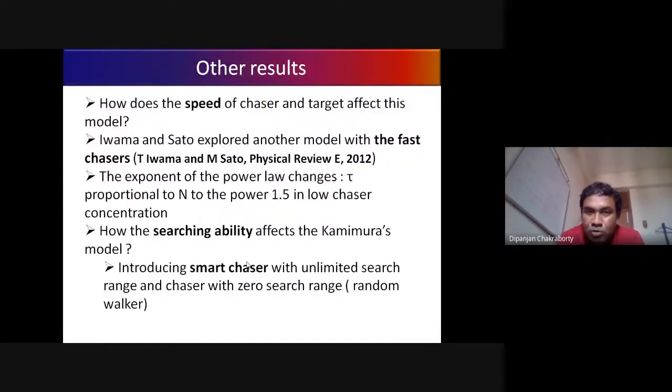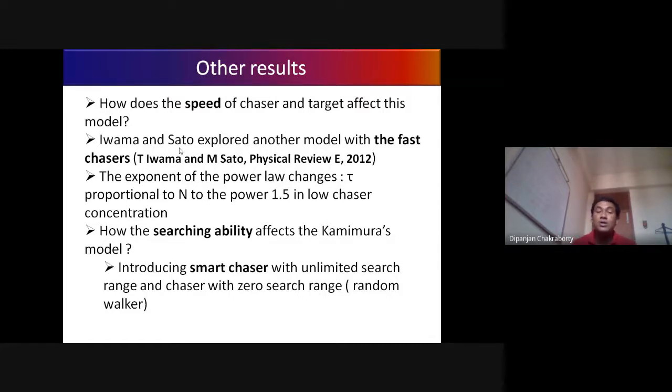Okay, the thing I have omitted here: what would be the case if only one chaser and one target are there? Then there will be no capture, because in the model they have assumed that the velocities of the target and the chasers are the same. However, in a model of Uama and Sato, they have explored fast chasers. However, the results are not too different.